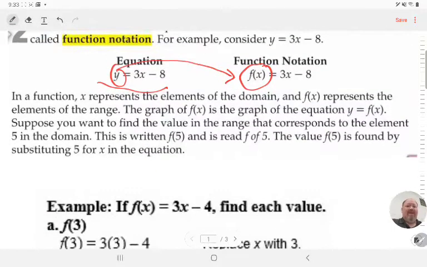So in a function, x represents the elements of the domain, and f of x represents the elements of the range. The graph of f of x is the graph of the equation y equals f of x. Suppose you want to find the value in the range that corresponds to the element 5 in the domain. This is written as f of 5 and is read f of 5. The value f of 5 is found by substituting 5 for x in the equation.